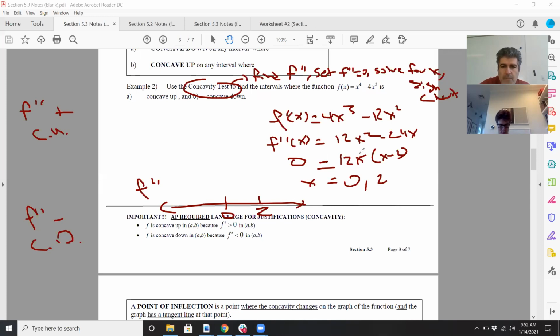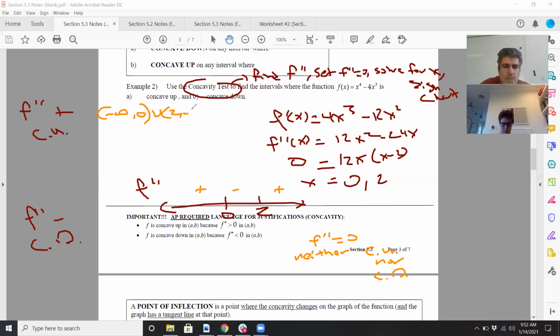If I plug 3 into my second derivative, I get positive. Plug in 1, I get negative. Plug in negative 1, I get positive. So I'm concave up from negative infinity to 0. And I think we do open intervals for this. Yeah, you do open intervals because at 0, if your f double prime equals 0, you're neither concave up nor concave down. So we do open intervals here, always. So you're concave up from there and also from 2 to infinity.